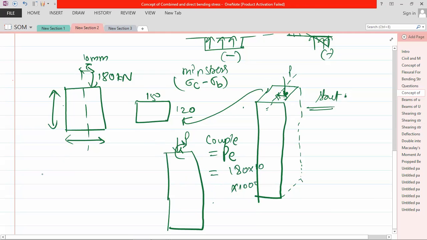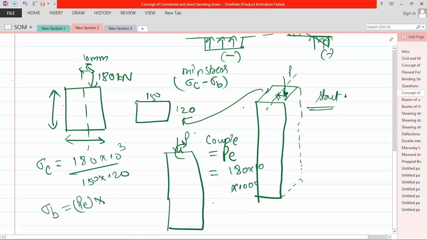This is the couple. Now sigma compressive is equal to 180 into 10 to the power 3 divided by 150 into 120. Sigma bending is equal to PE into h by 2. What is h? If you see the distance, this distance is 150 divided by 2, that is 75. Now it is 75 divided by I. I would be 150 raised to the power 3 into 120 divided by 12.